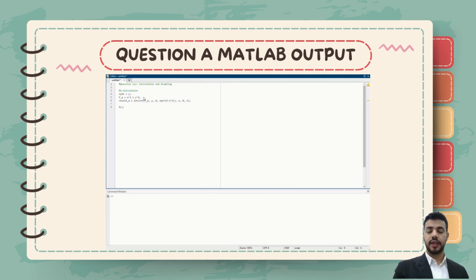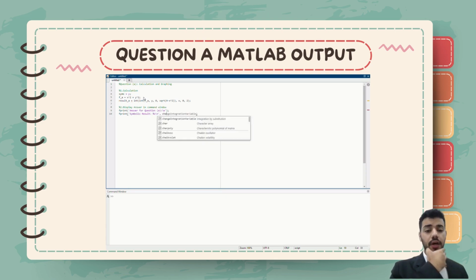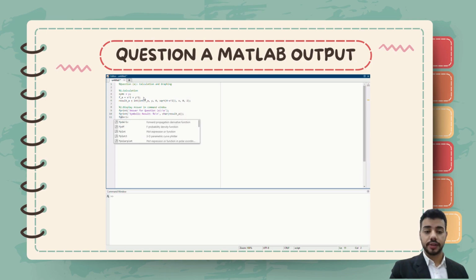The integral is taken in two steps. Integral with respect to y from 0 to root 4 minus x squared, and the outer integral is with respect to x from 0 to 2. This region forms a quarter of a circle with radius 2, located in first quadrant.